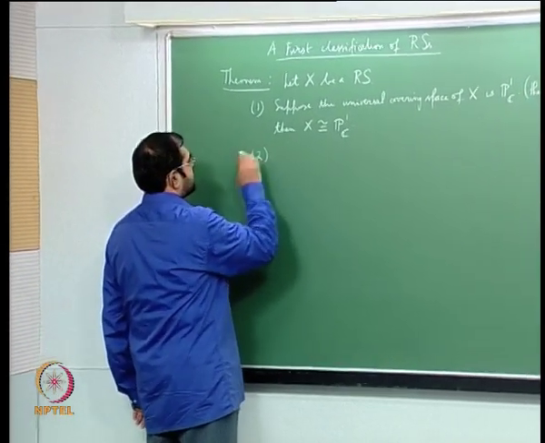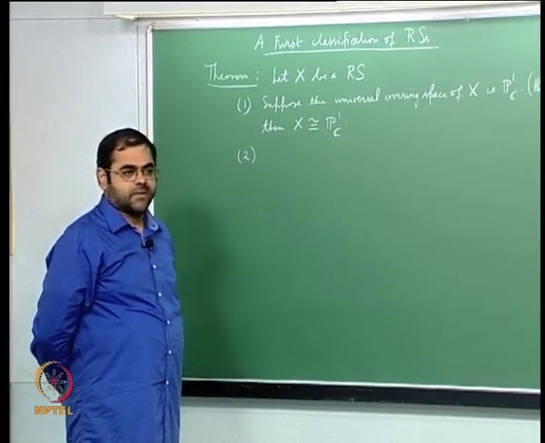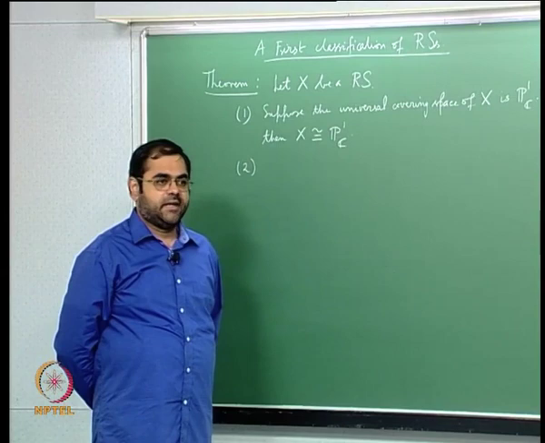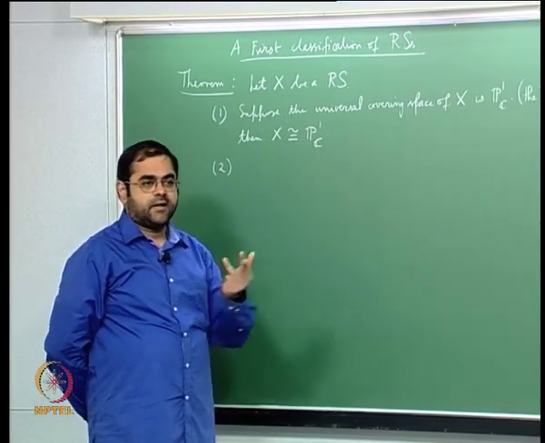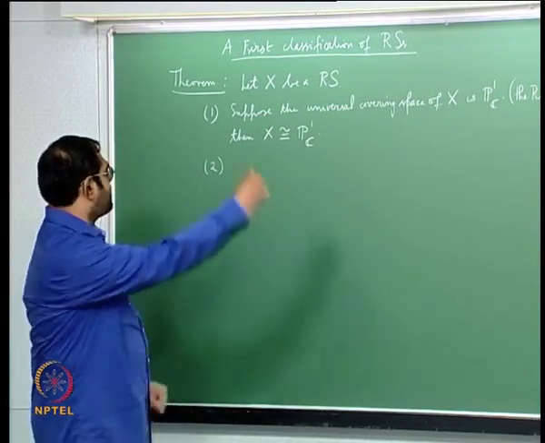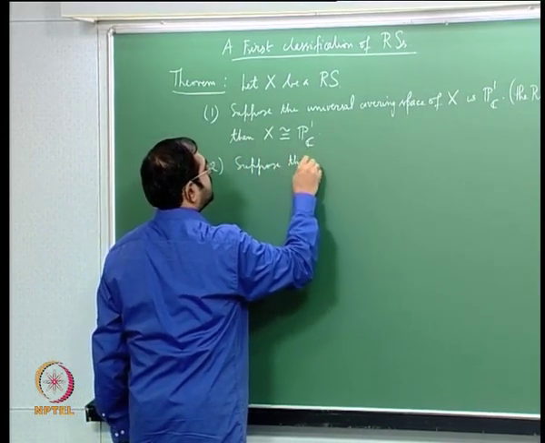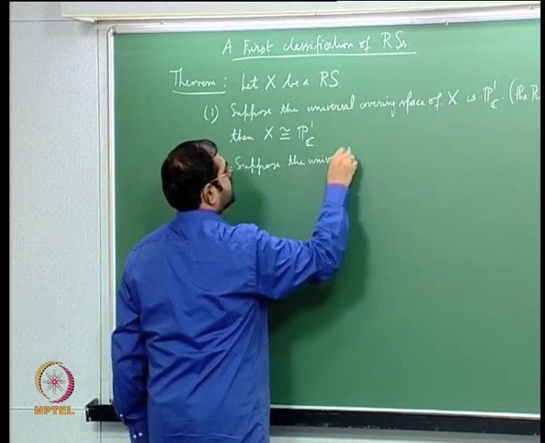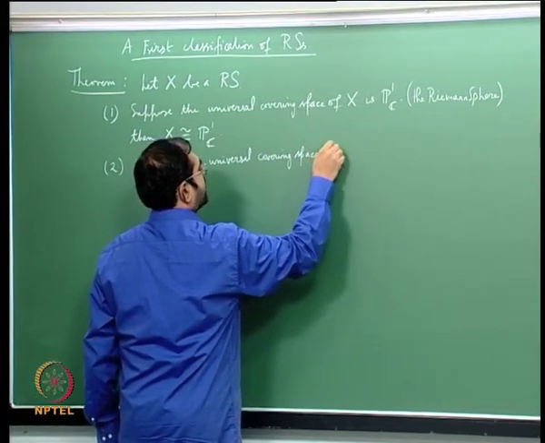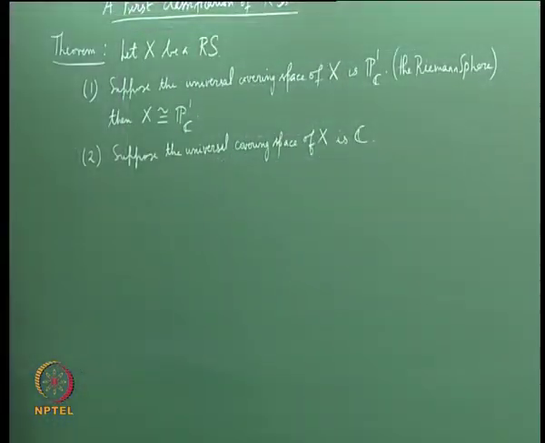Then the next case that we have to look at is when the universal covering space is the complex plane. Again let me repeat, the universal covering space of X can either be the Riemann sphere, or the complex plane, or the unit disk, which is biholomorphic to the upper half plane. So let me consider the next case. Suppose the universal covering space of X is the complex plane.